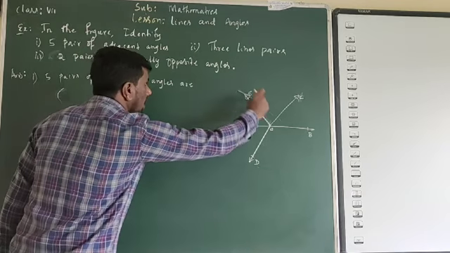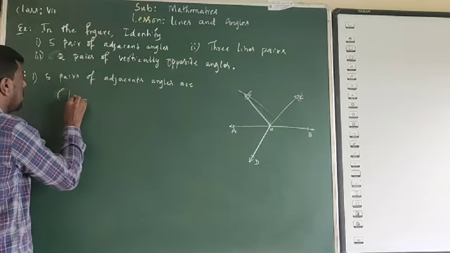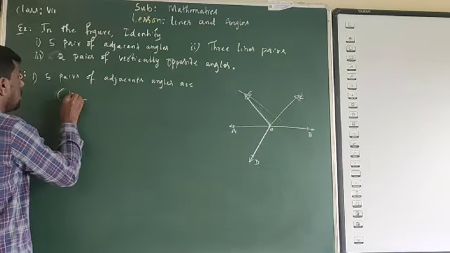Angle AOE and EOC. This is one pair. Out of 5 pairs, this is one pair of adjacent angles.